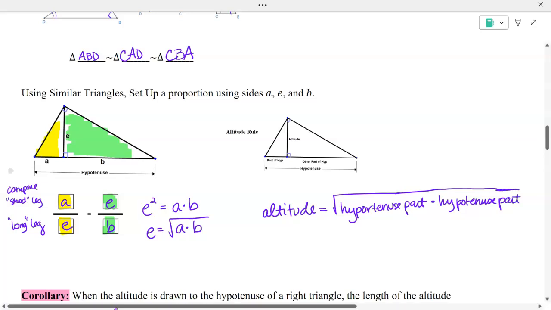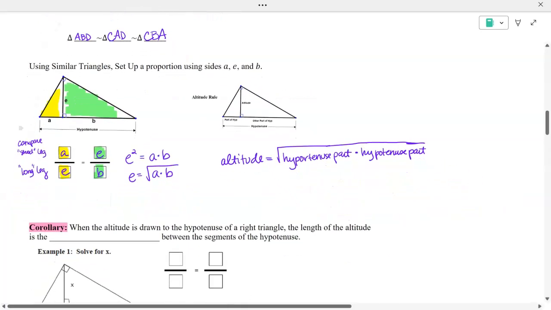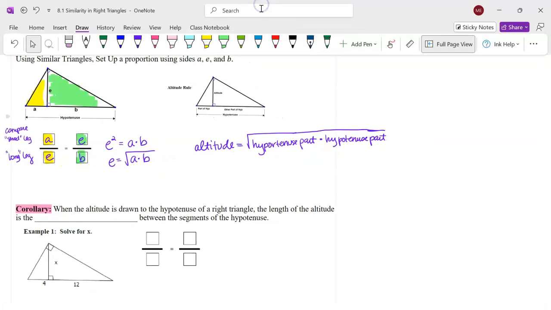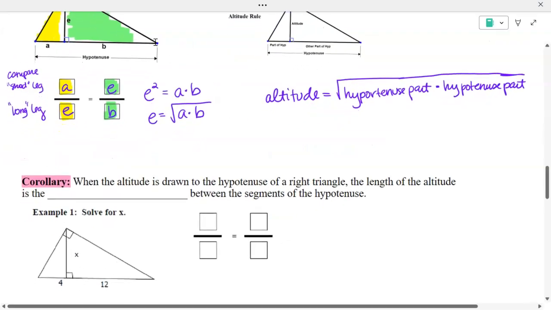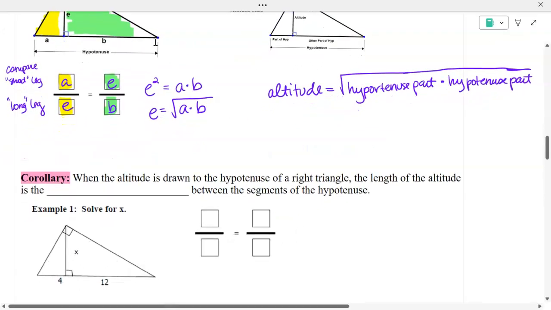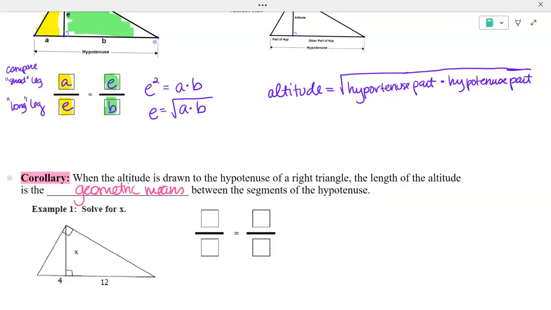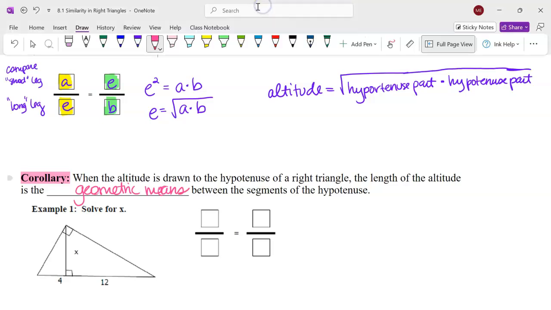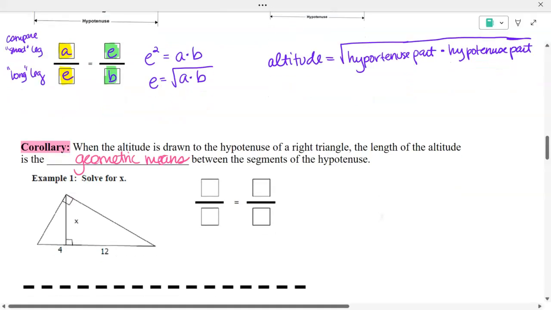You see how the altitude cuts the hypotenuse into two pieces. So the altitude is going to be the geometric mean between one part of the hypotenuse and the other part of the hypotenuse. And here is our corollary. It says when an altitude is drawn to the hypotenuse of a right triangle, the length of the altitude is going to be the geometric mean between the segments of the hypotenuse. So it's a lot of words, but let's take a look at an example here.